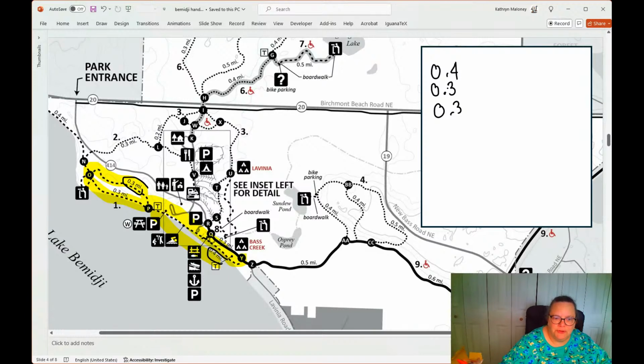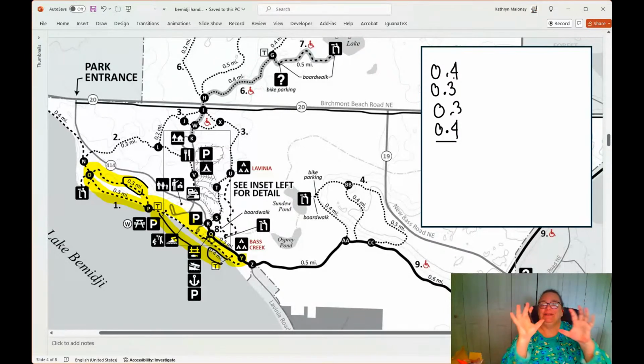Trying to line them up, not doing too good, but that's okay. We're going to come back down, which is another 0.4. Now we're adding them up because we want to know the distance. I tried to line up my decimals as best I can. Please, please, line them up better.